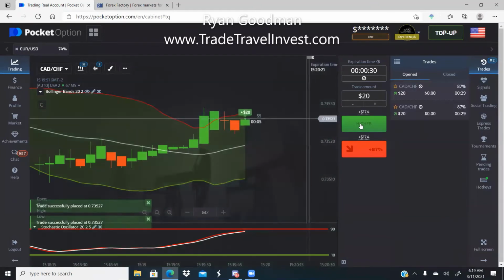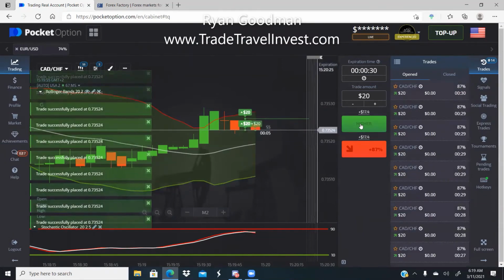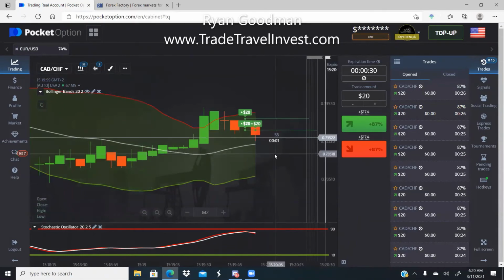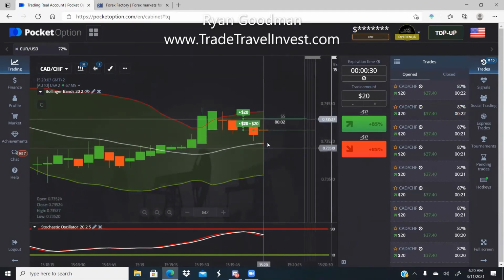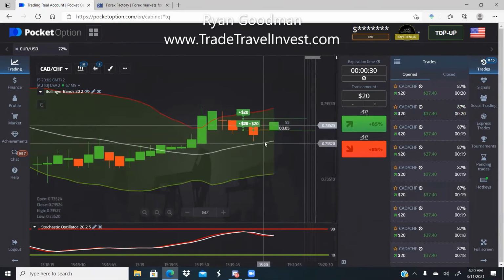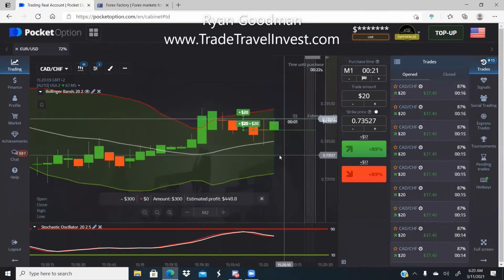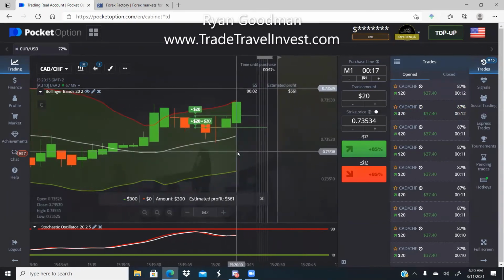All right, 30-second calls right now. I'm entering my 30-second calls right now on CAD CHF. Right there would have been the ideal entry. See how it came down, spiked, and hit that middle band? If we were a little bit more patient and waited for that entry, would have been the best possible entry. But we're still making a nice move into profit right now.